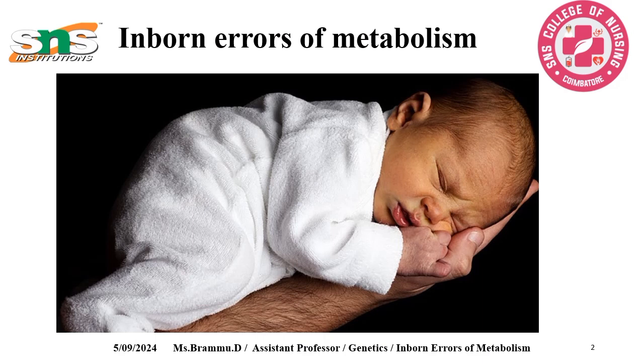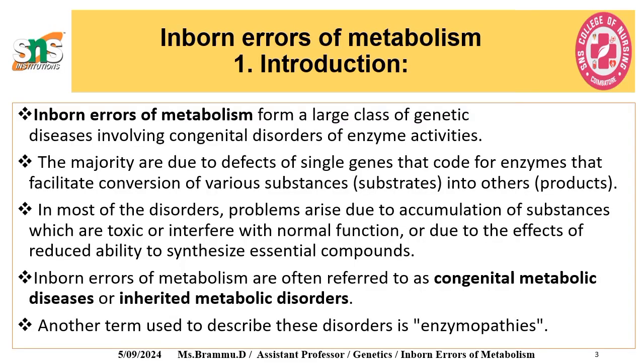So, coming to the introductory part of inborn errors of metabolism, they are always called congenital metabolic disorders or diseases, or otherwise we can coin them as inherited metabolic disorders. The major categories of inherited metabolic disorders would be disorders of carbohydrate metabolism, amino acid metabolism, organic acid metabolism, fatty acid and pyrimidine metabolism, purine metabolism, steroid metabolism, mitochondrial metabolism, peroxisomal metabolism, and lysosomal metabolism.